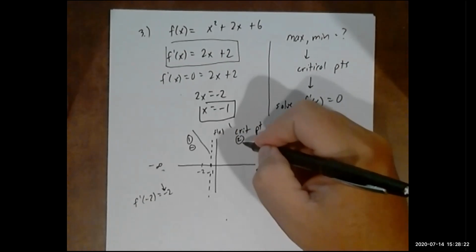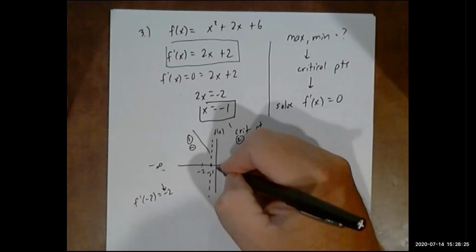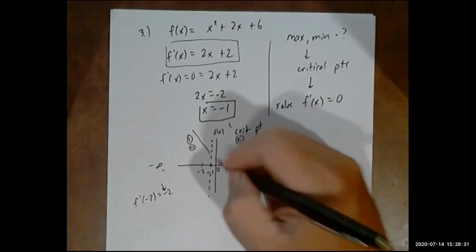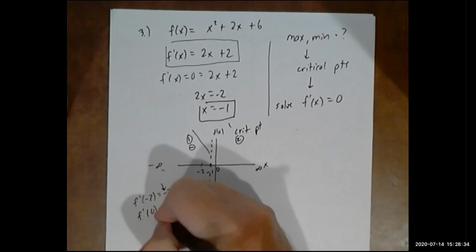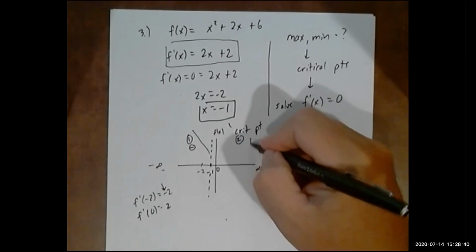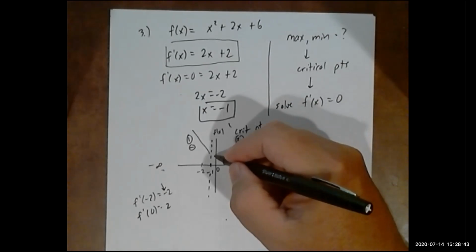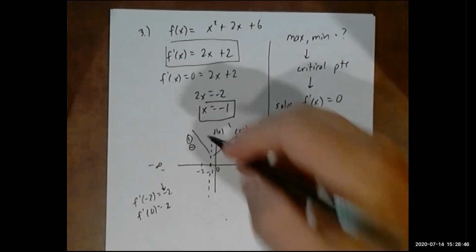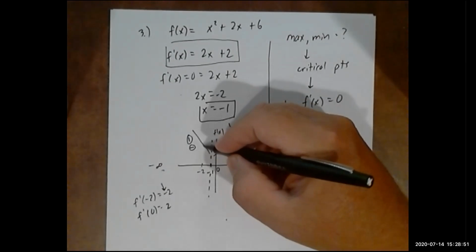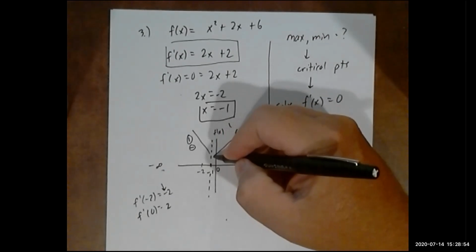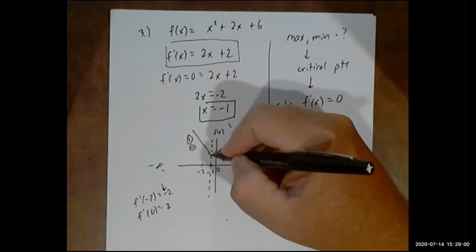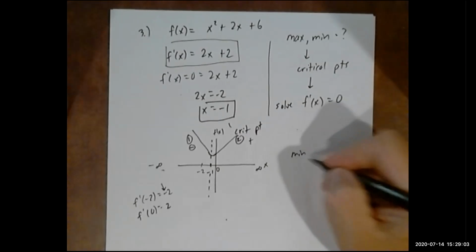I do the same thing now for region 2. Matter of fact, for region 2, I'm going to choose 0 because x equals 0 is in region 2. When I plug in 0 into my first derivative, it equals 2, which is a positive, which means in region 2, my derivative is positive. So if this is sort of like my graph, it's pretty obvious. My graph is decreasing until I get to -1, and then it begins to increase. So what's going on right here at -1? Obviously, it's a minimum.